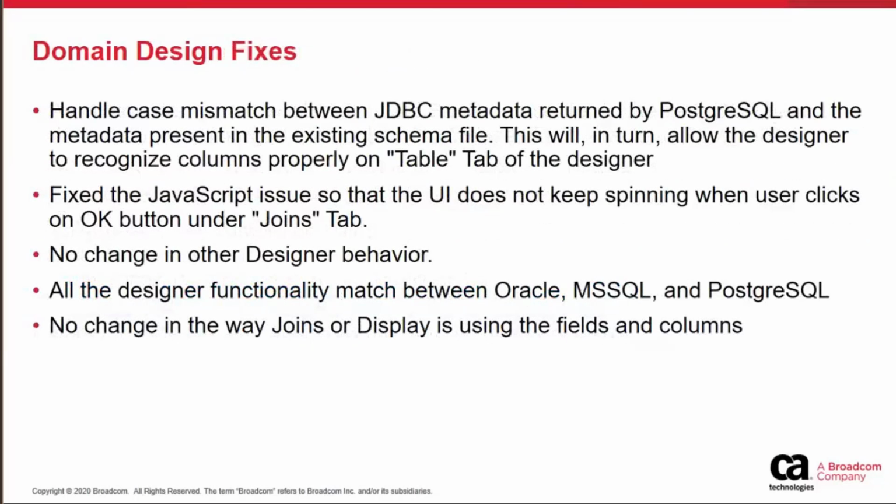The domain designer fix essentially handles the case mismatch between the JDBC metadata returned by Postgres. The metadata is the table and the column. This will also in turn allow the designer to recognize the columns properly on the table tab of the domain designer. We also fixed the JavaScript issue so that the UI does not keep spinning when it runs into this issue. Essentially, when you opened it up in the domain designer, the designer just never returned. That has been fixed. So now the designer will display the information and you can modify the domains.